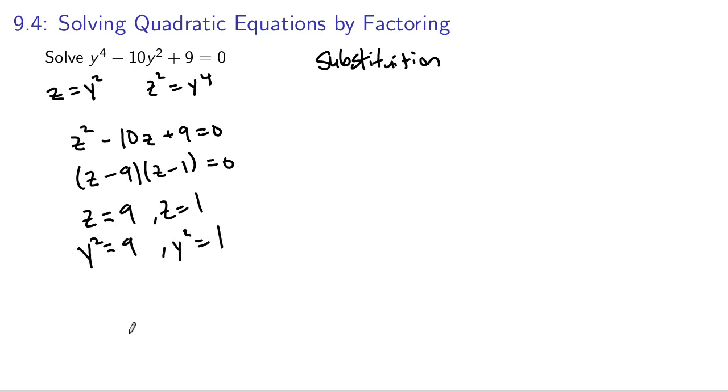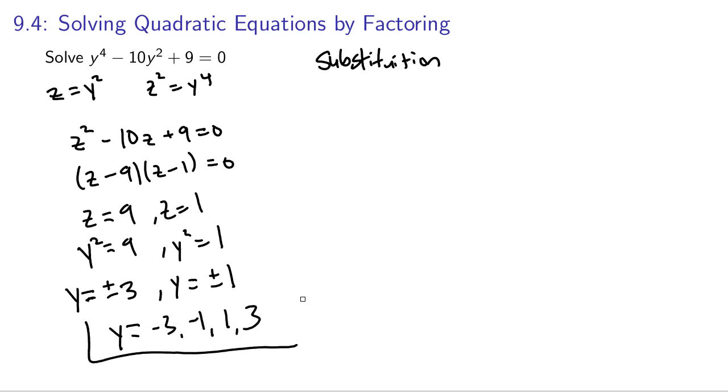Now we have two new equations with y. Y squared is 9. So y would be, take the square root of both sides, plus or minus the square root of 9, which is 3, and plus or minus the square root of 1, which is 1. Which gives us four answers. Y is minus 3, minus 1, 1, or 3. Or you can keep it as plus or minus. Either of those is correct. So this equation actually has 4 zeros.